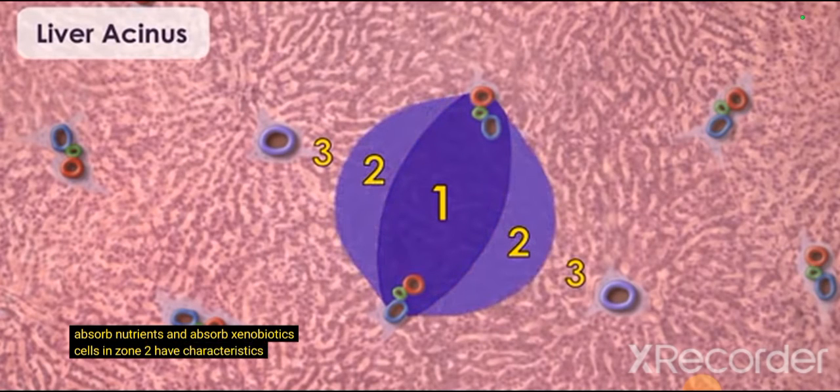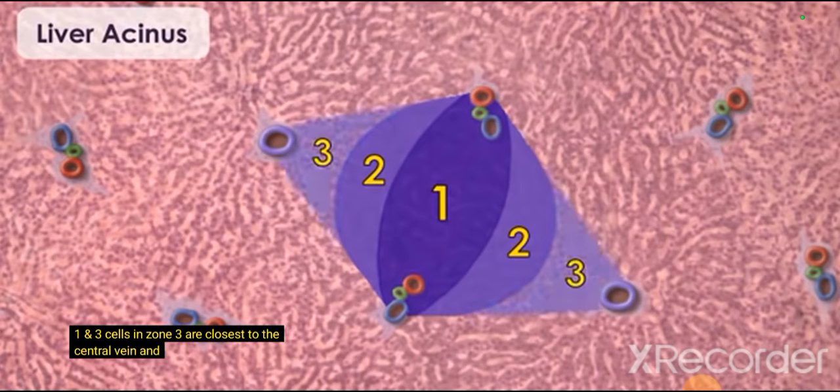Cells in zone 2 have characteristics intermediate between the cells of zones 1 and 3. Cells in zone 3 are closest to the central vein, and therefore are the last to receive incoming blood. As blood moves towards the central vein, it becomes depleted of oxygen, nutrients, and xenobiotics.